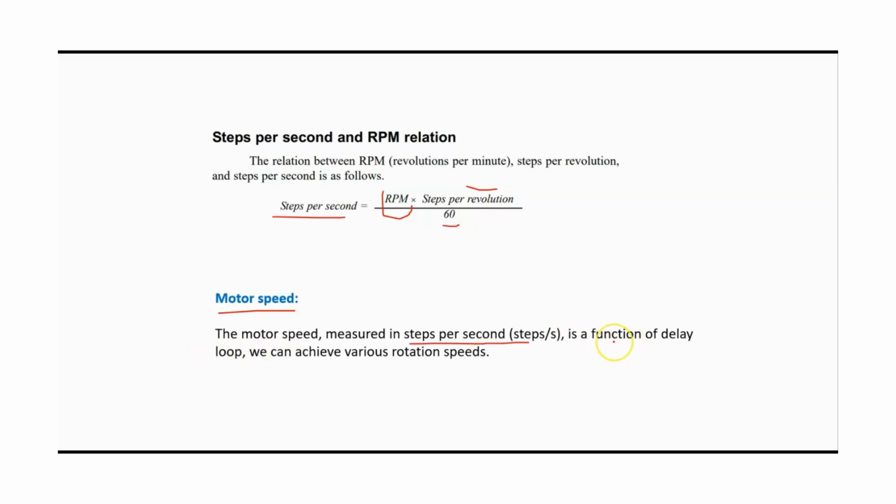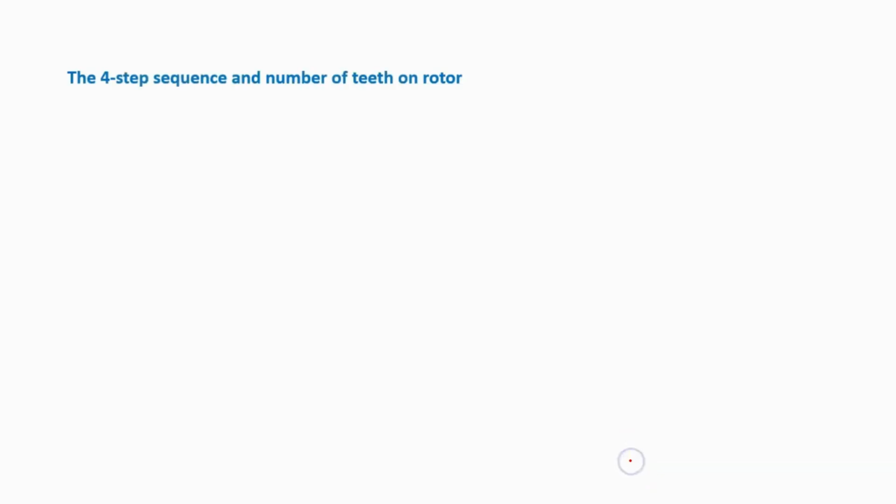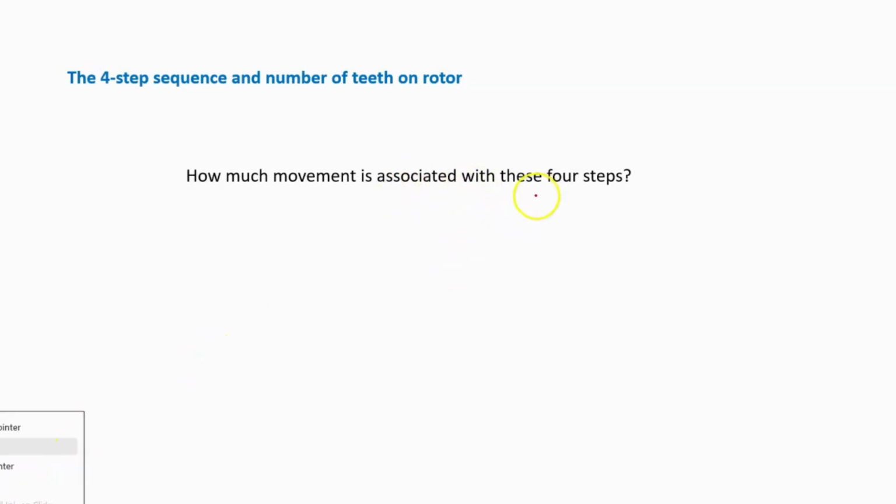So how can we control the speed of that rotation? It is actually done through coding. We will discuss in the coding part that the delay function can be configured for different speeds of rotation of the stepper motor. So next, it is the four-step sequence and the number of teeth on the rotor, how they determine how much movement will be associated with applying the four-step sequences mentioned earlier.